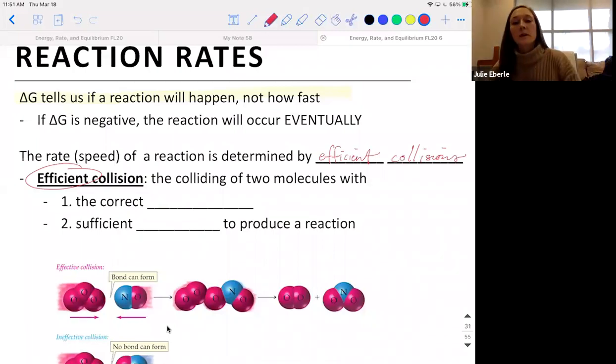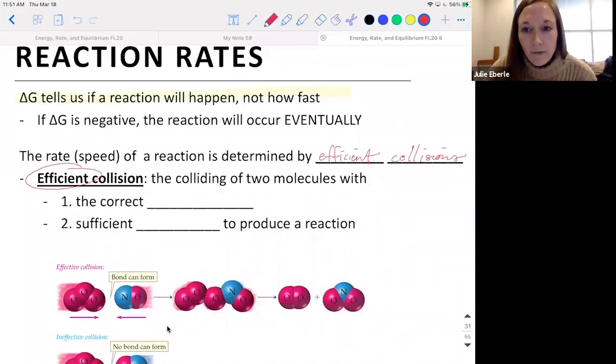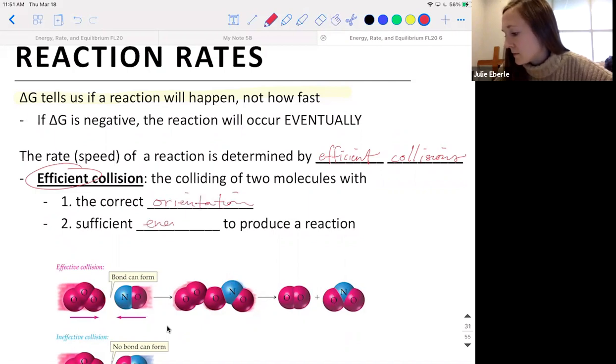So what does it mean to have an efficient collision? Well, the molecules have to hit the right way at the right angle, and they have to hit with enough energy. If they don't hit with enough energy, then they're not going to react. So they have to have correct orientation and sufficient energy to produce a reaction.